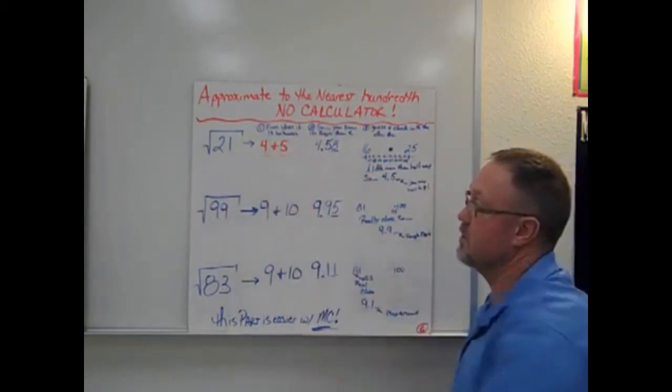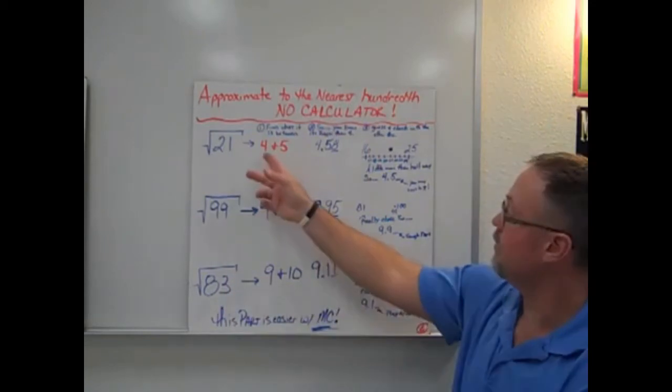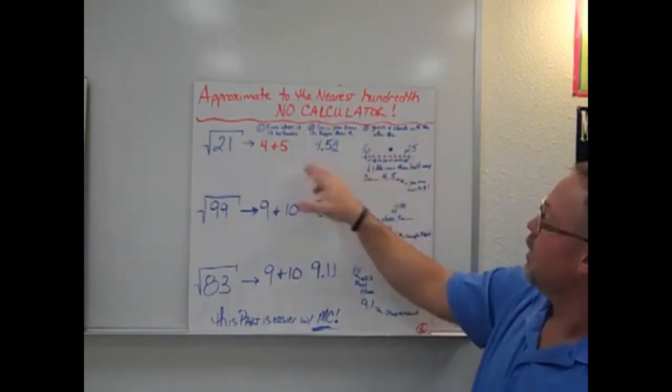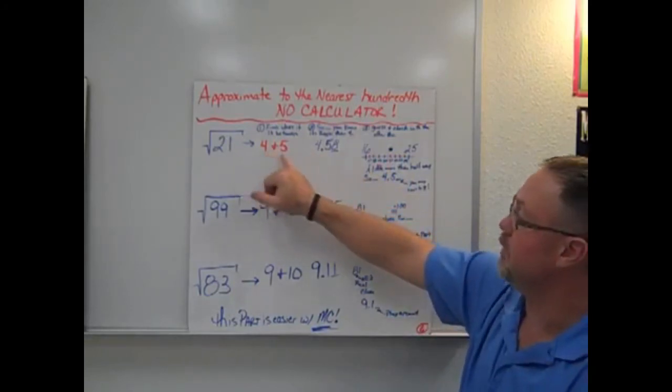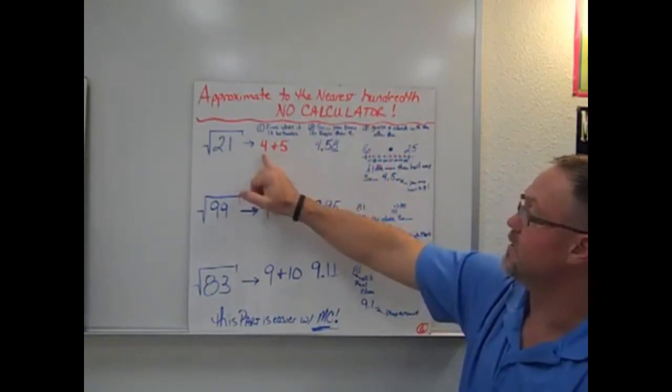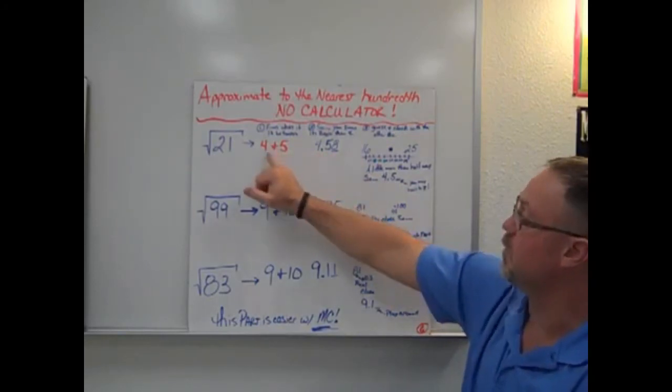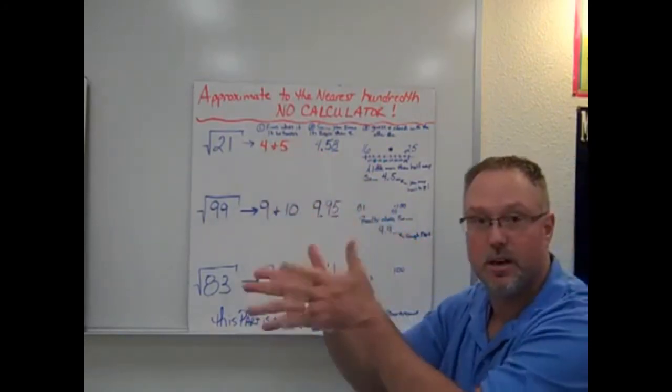So in this case, it falls in between 4 and 5. Well, if I square 4, I get 16. If I square 5, I get 25. So I know that it's somewhere in between here. So I know it has to have the whole number of 4 point, and now this is where this part of this comes in. Where does it kind of fall in?